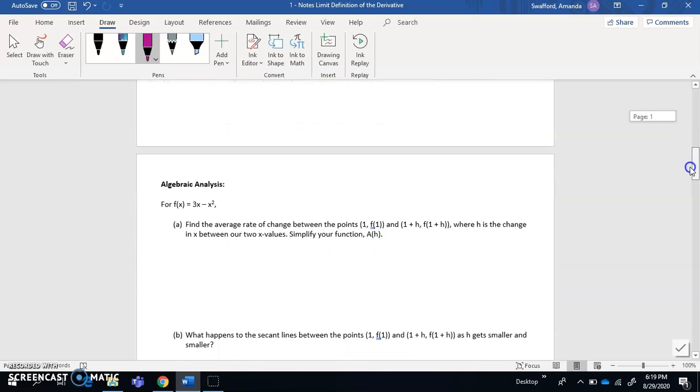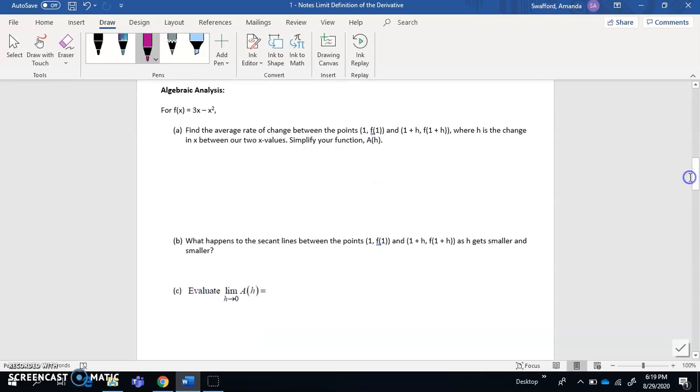Okay, so I'm going to scroll on down and we're going to talk through an algebraic analysis of doing this. So let's take this function, for instance. This is f of x equals 3x minus x squared. And I want you to find the average rate of change. Okay, so average rate of change uses 2 points. And that would be the slope of the secant line.